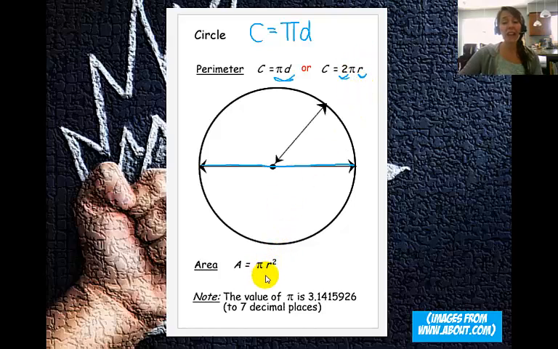All right. Then area has its own little formula, pi times r squared. Not r times 2, r or radius squared. So if r is 3, it's not 6, it's 3 times 3, which would be 9. Or if r was 5, it wouldn't be 10, it'd be 5 times 5, which is 25. Okay, and we'll use 3.14 as pi.